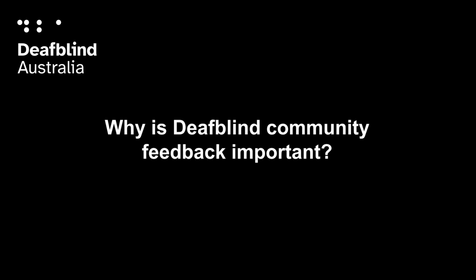Why is deaf-blind community feedback important? The government, for example, will sometimes ask the deaf-blind community to review their information about deaf-blind people to make sure it's accurate. Or they might ask about other topics and get feedback about how they can adapt that information to make sure deaf-blind people can clearly understand it.